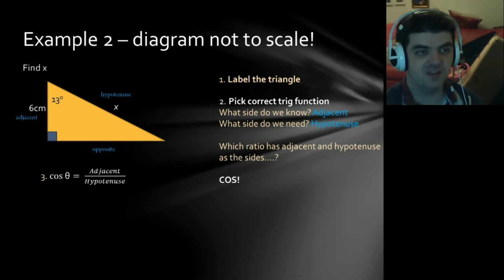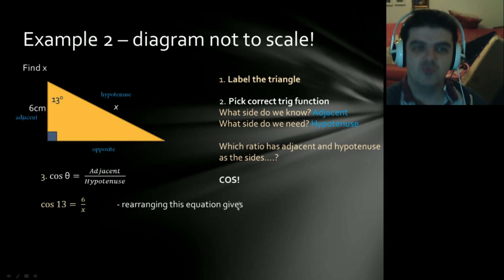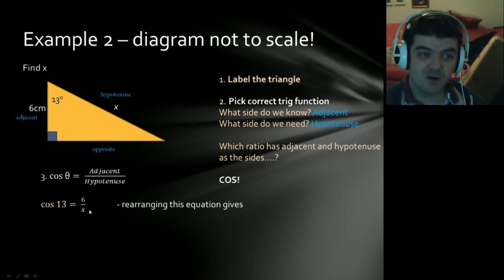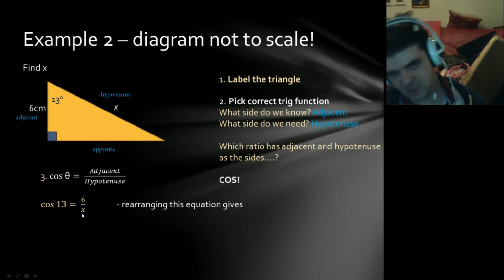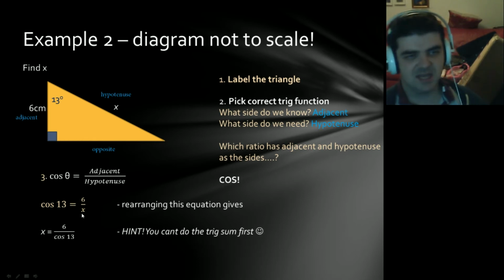Okay, we'll throw in our sides. We know the angle, or the degrees, is 13, so cos of theta equals 6 over x. Rearranging this equation, which is a bit harder because we need to get the x up there first, and then we'll have x times cos 13, and we multiply by cos 13 and move it down. We will get x equals 6 divided by cos of 13.